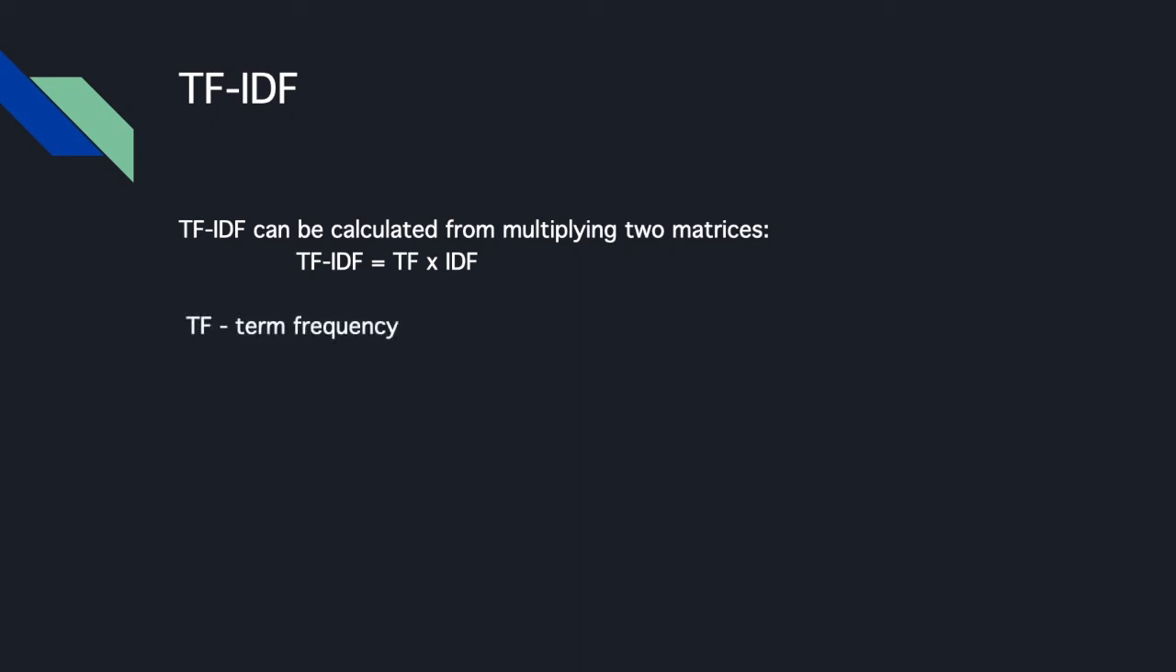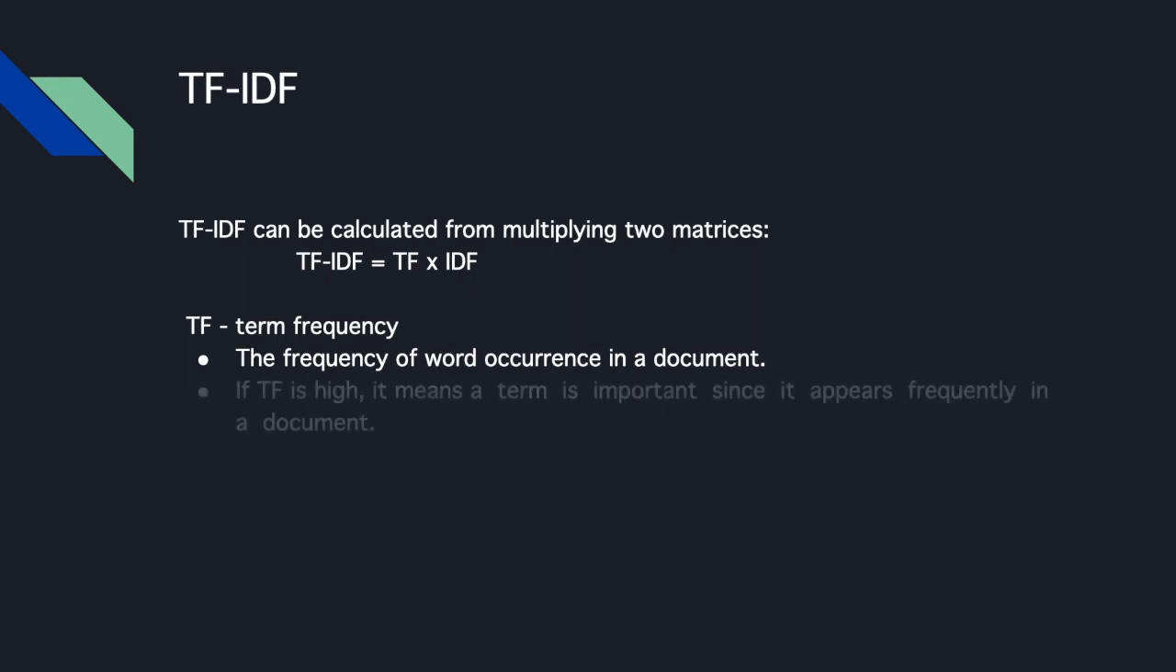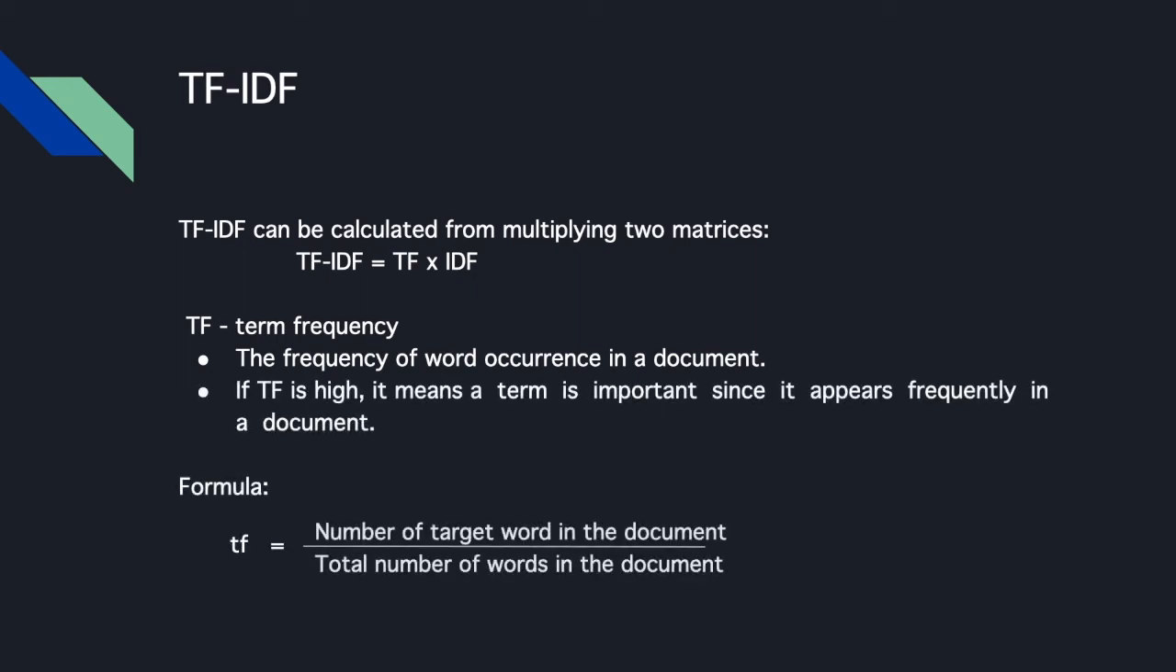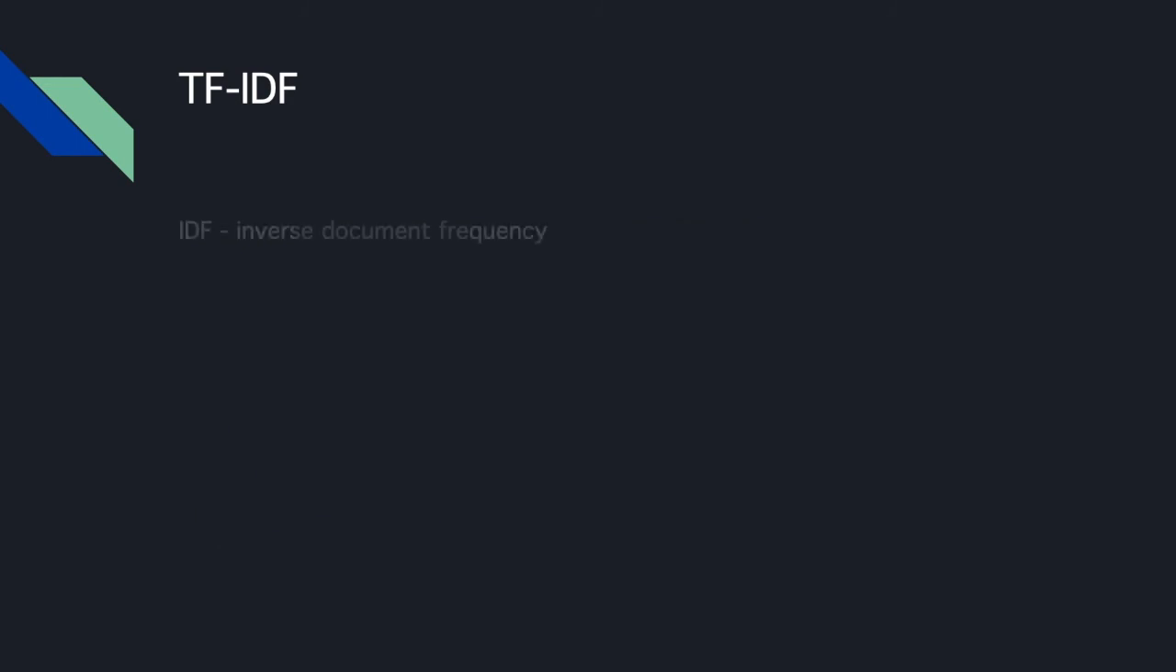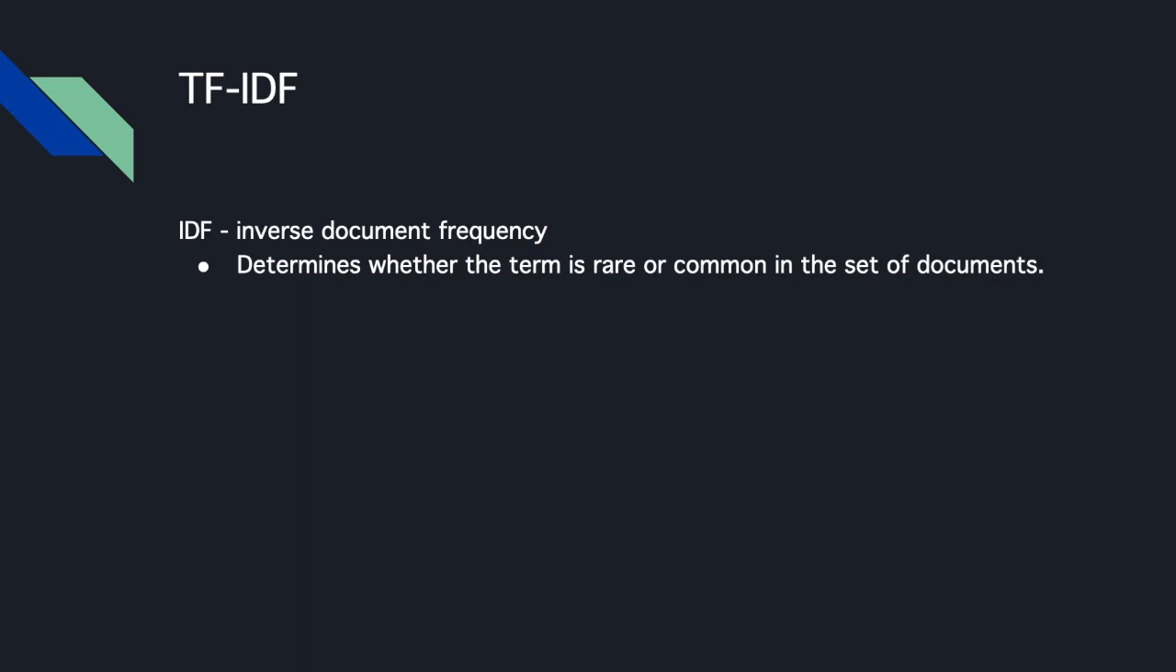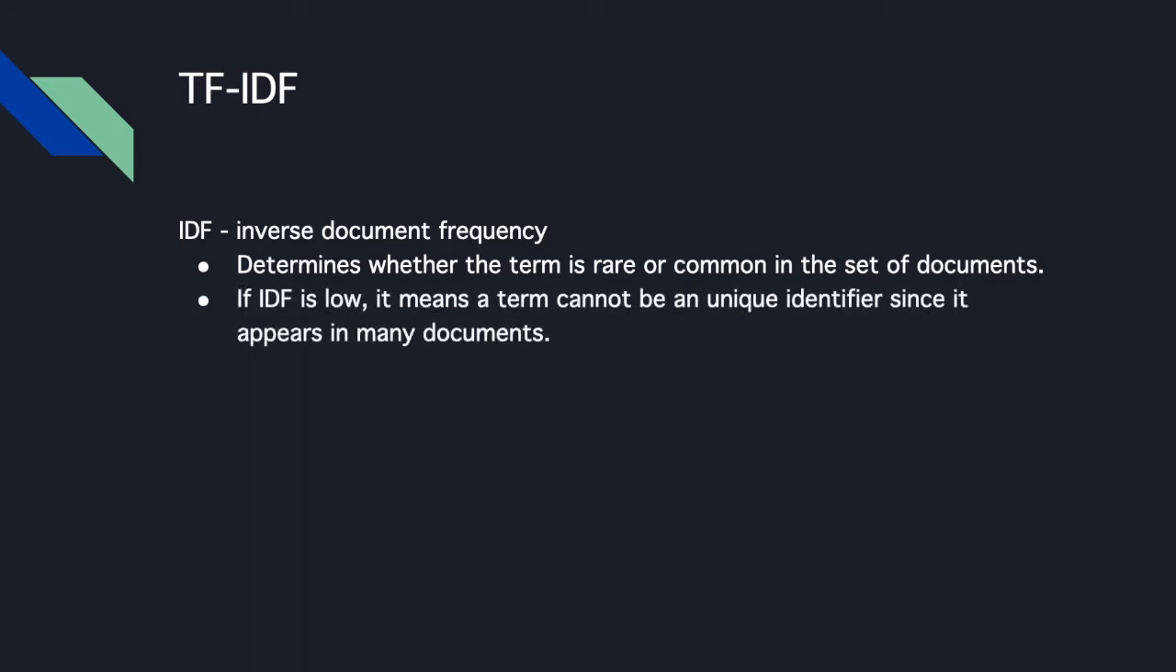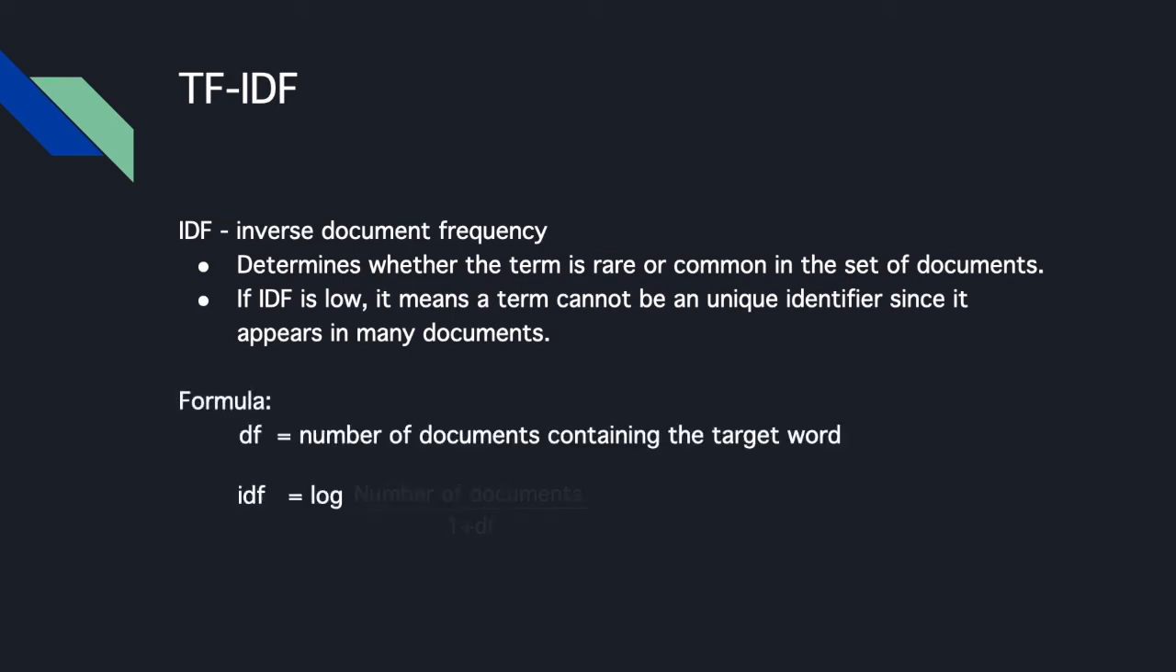TF, which is term frequency, is the frequency of word occurrence in a document. If TF is high, it means a term is important since it appears frequently in a document. IDF, which is inverse document frequency, determines whether the term is rare or common in the set of documents. If IDF is low, it means a term cannot be a unique identifier since it appears in many documents.